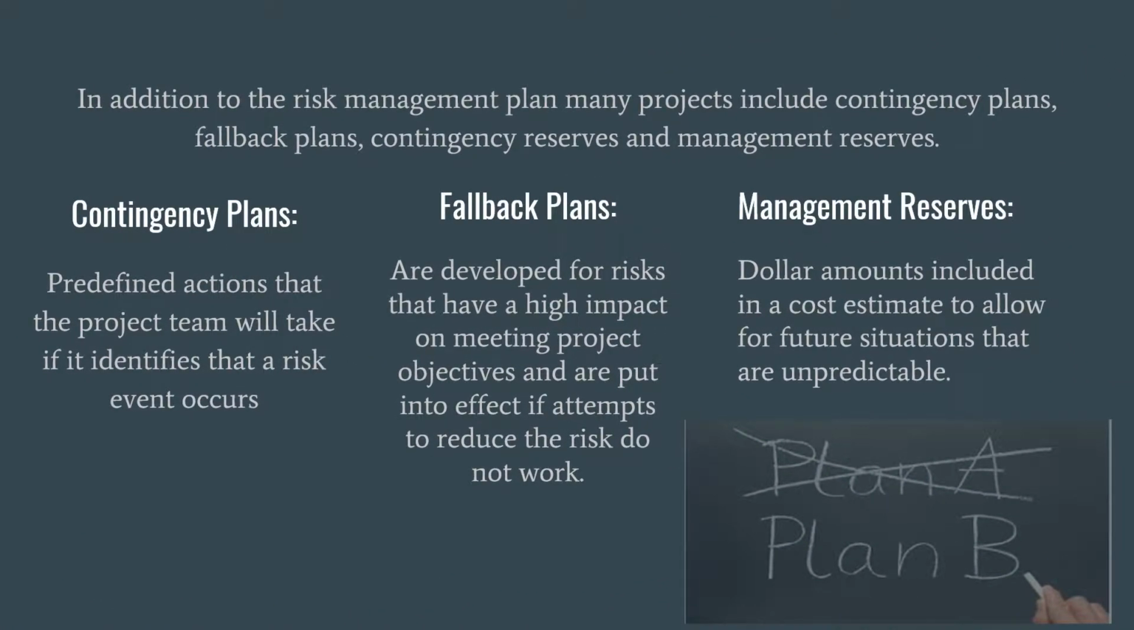In addition to the risk management plan, many projects include contingency plans, fallback plans, contingency reserves, and management reserves. Contingency plans are predefined actions that the project team will take if it identifies that a risk event occurs. Fallback plans are developed for risks that have a high impact on meeting project objectives and are put into effect if attempts to reduce the risk do not work. Management reserves are the dollar amounts included in a cost estimate to allow for future situations that are unpredictable.